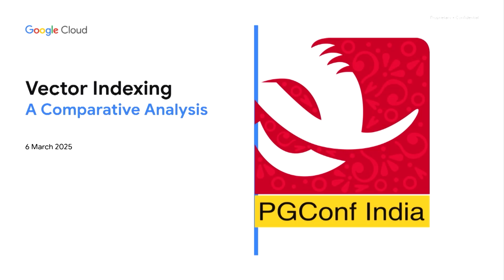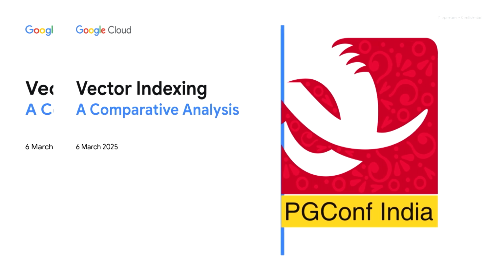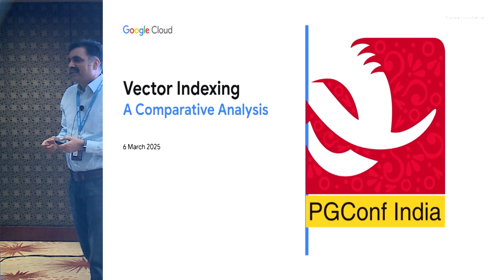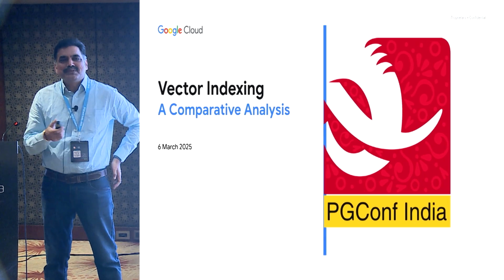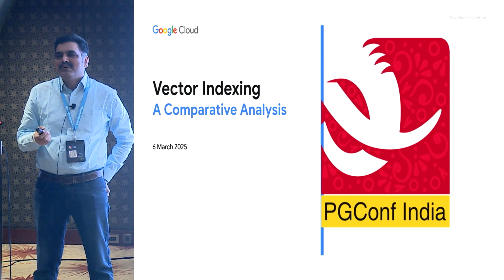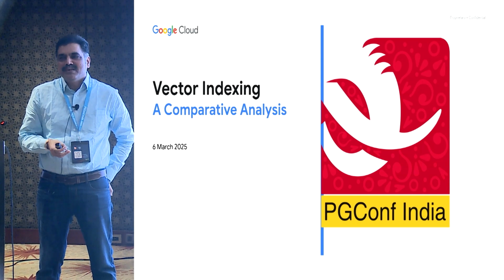So I want to keep it as interactive as possible. Feel free to ask me questions. Let me tell you, I'm not the data scientist, but the reason I chose this topic is I have seen a lot of traction within Google and outside also around vector, and how do I index it, and what are the real-life challenges we have.